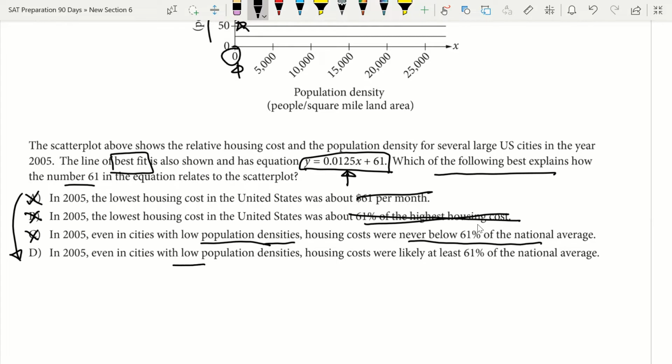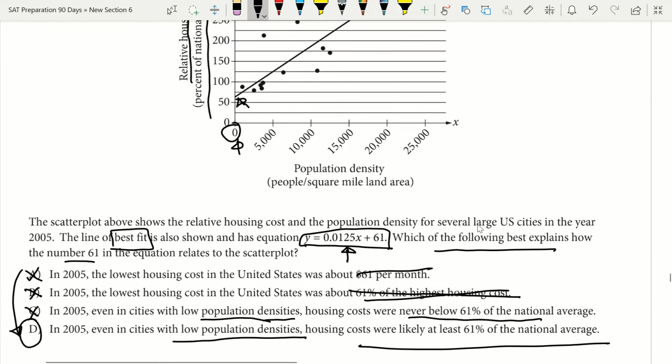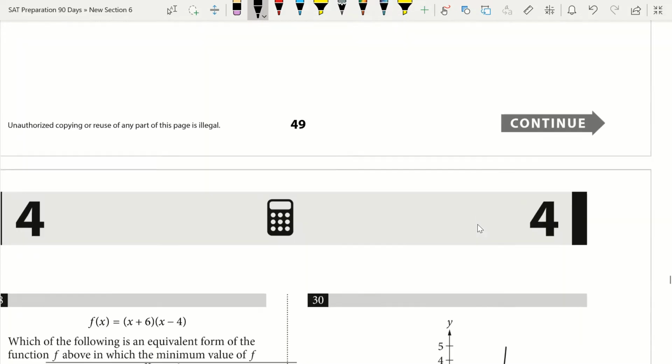D, in 2005, even in cities with low population densities, housing costs were likely at least 61% of the national average. That is true. According to our line of best fit, which is why we say likely, housing costs are at least 61% of the national average. That's our y-intercept. We can't get lower than that. We can have points that are lower than that, but we can't have anything that fits our line of best fit lower than that. So it's most likely that those low density populations have housing costs at least 61% of the national average. That's likely according to the line of best fit, not the scatter plot. So the answer there is going to be D.